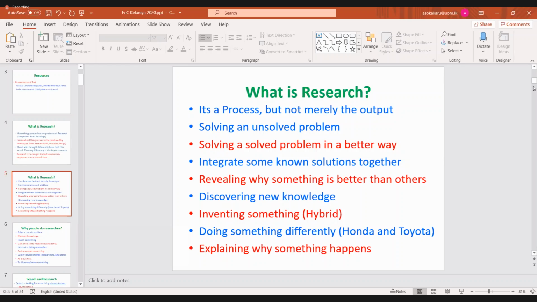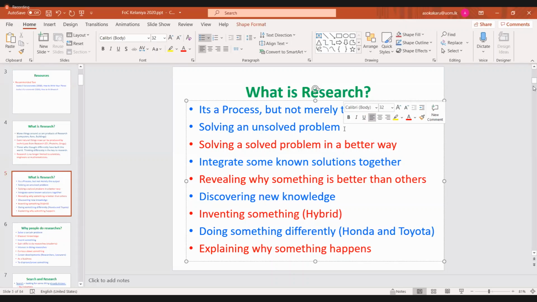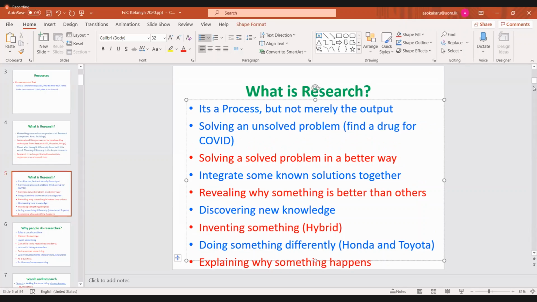Yes. Nowadays, actually, finding a drug for COVID. Okay. Find a drug. A drug for COVID. Okay. Solving an unsolved problem.